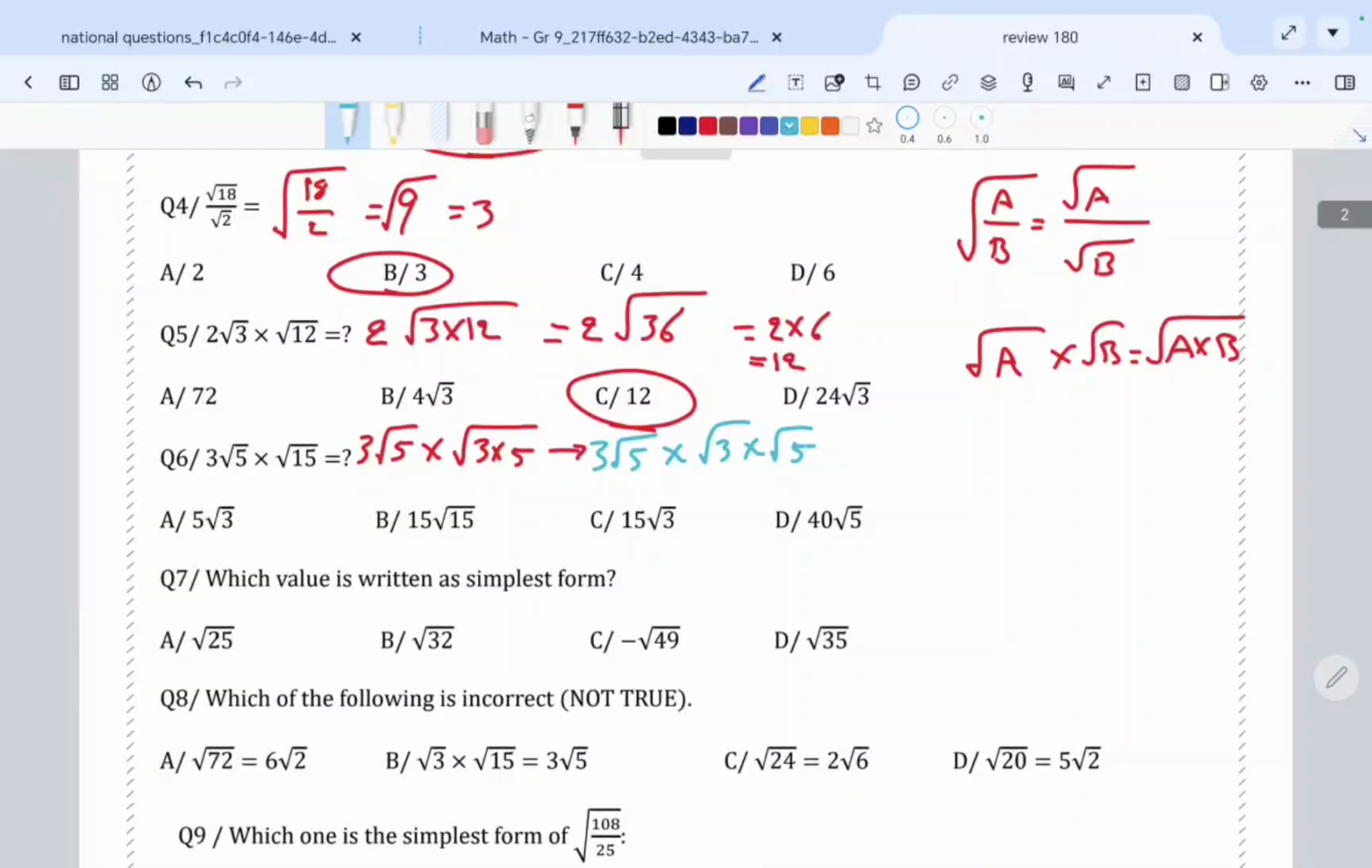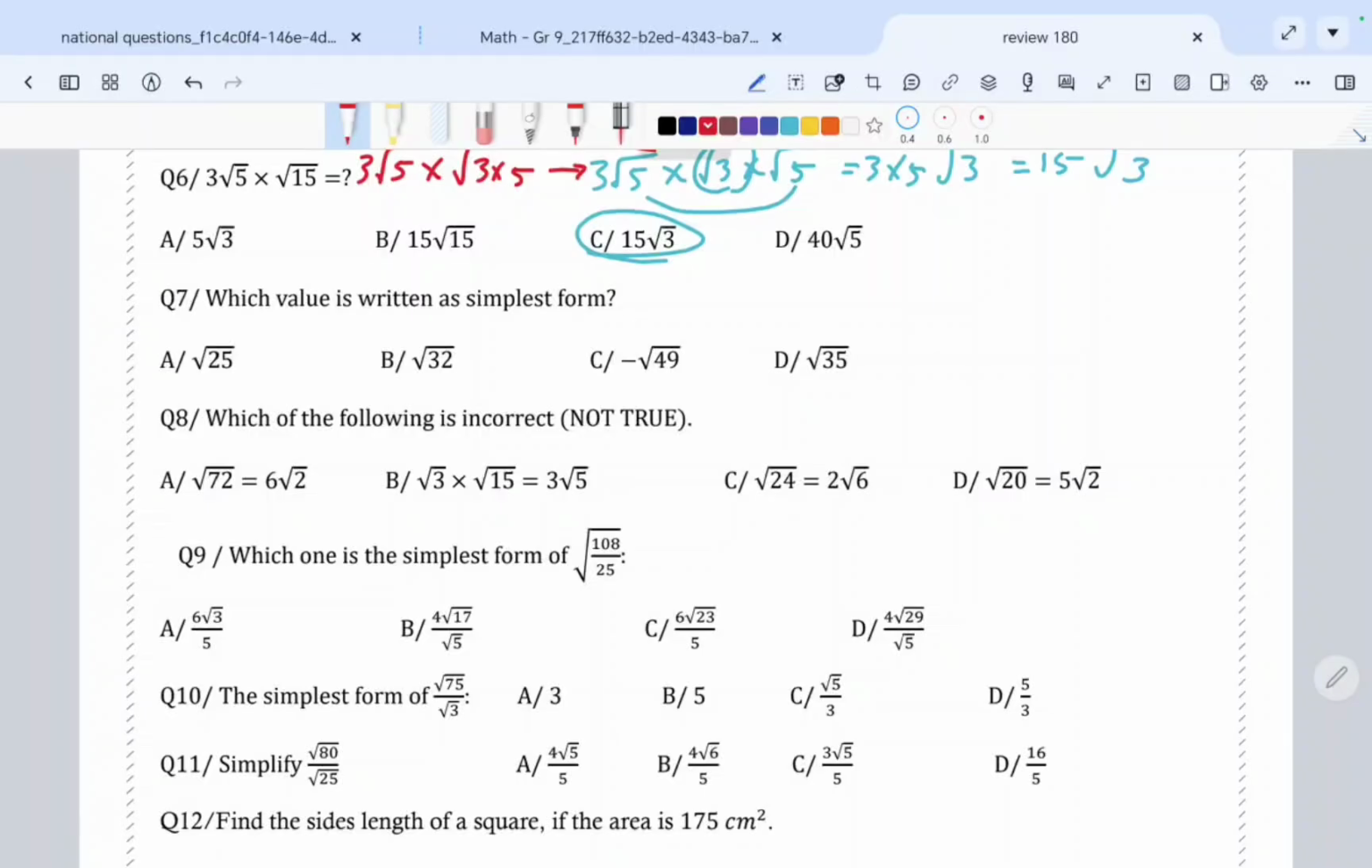Now we have 3 times 5. Why? Because the square root of 5 times the square root of 5 is only 5. 3 times 5 the square root of 3. 3 times 5 is 15, so 15 the square root of 3. So C is the correct answer.